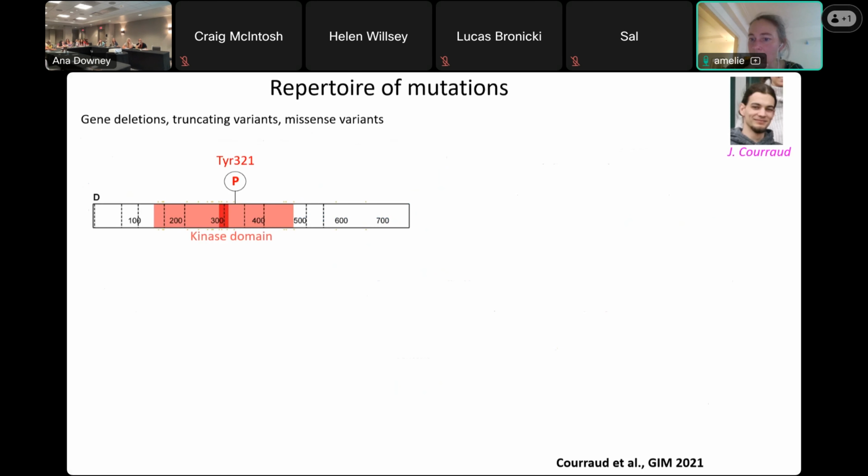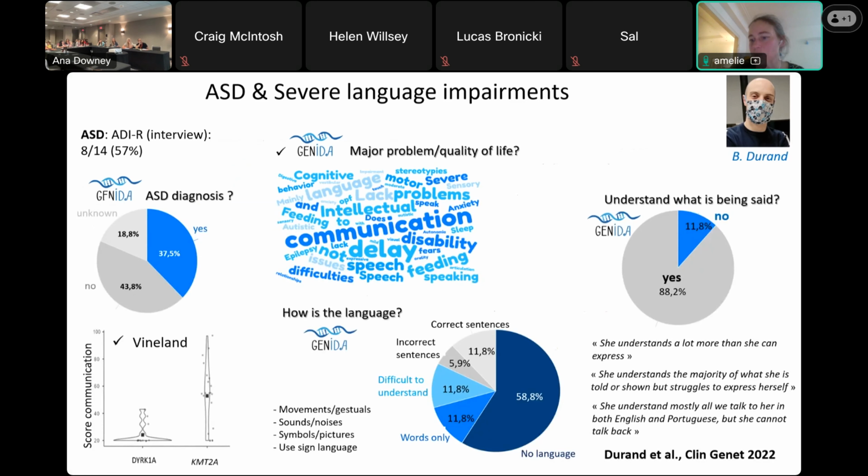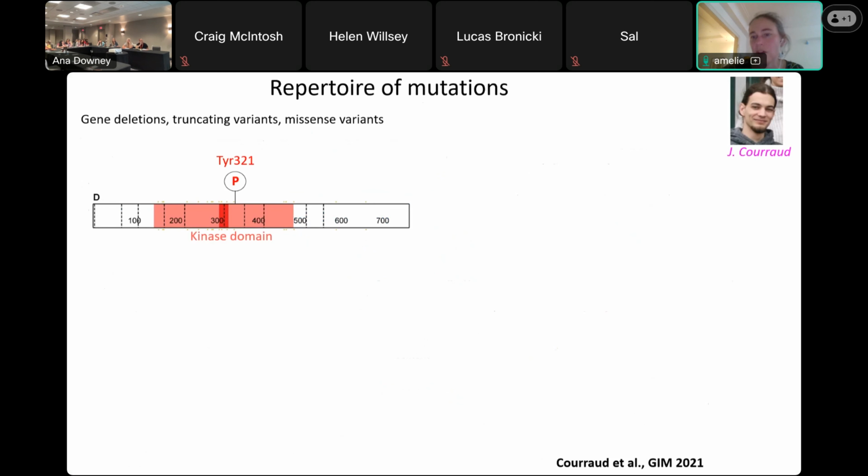So that was a part of the clinical characterization, but in the lab we are directly characterizing the effect of the different mutations identified in DYRK1A. You can see here a view of the kinase protein, with the kinase domain here in red. And there is an important amino acid here, the tyrosine in position 321, because DYRK1A will autophosphorylate, so activate itself, on this amino acid position to be able to exert its kinase function.